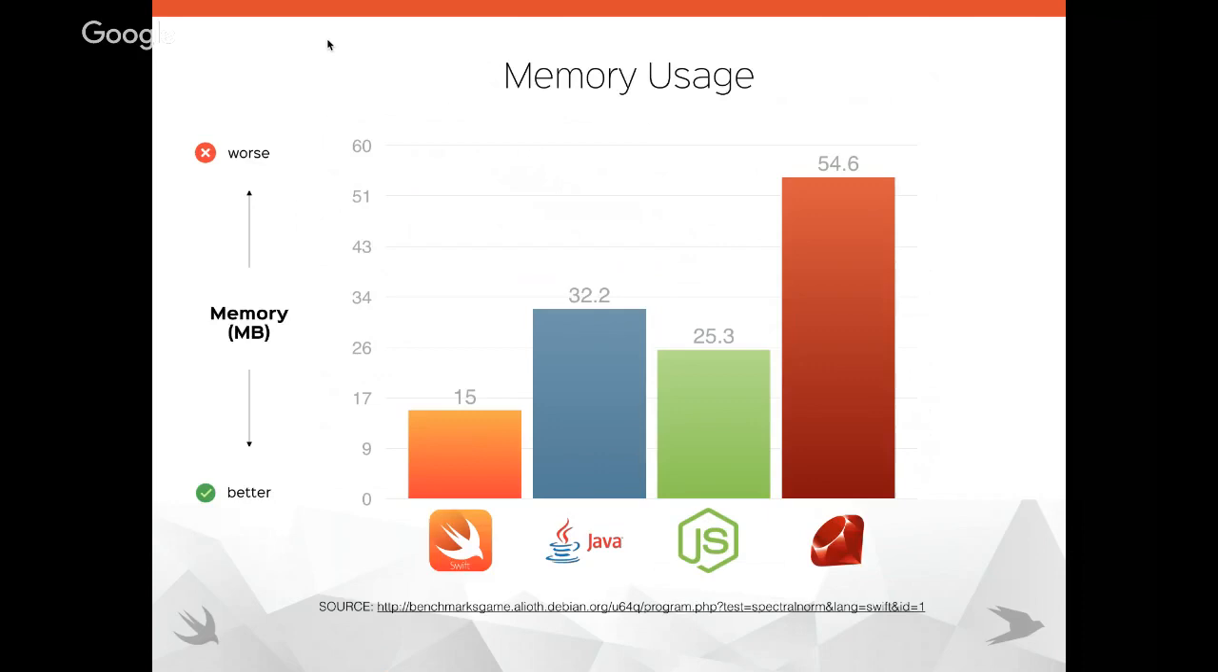So you've got Ruby that is pretty high memory usage, Node.js a little better, Java a little more. But Swift, for the same tasks, the spectral norm analysis, which is an industry standard, relatively demanding benchmark, comes out ahead once again.